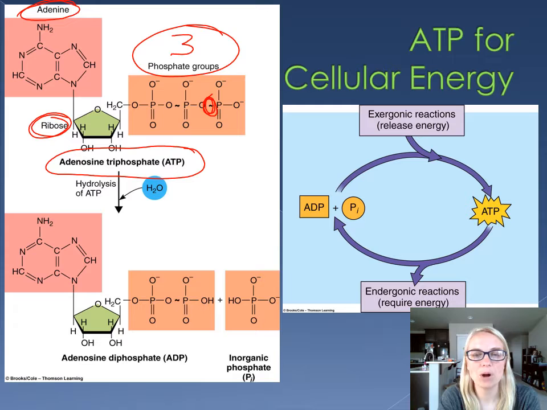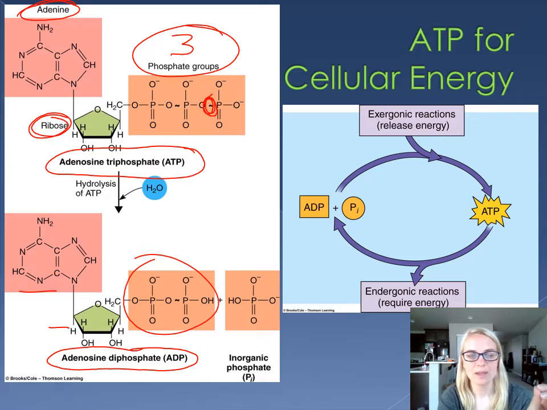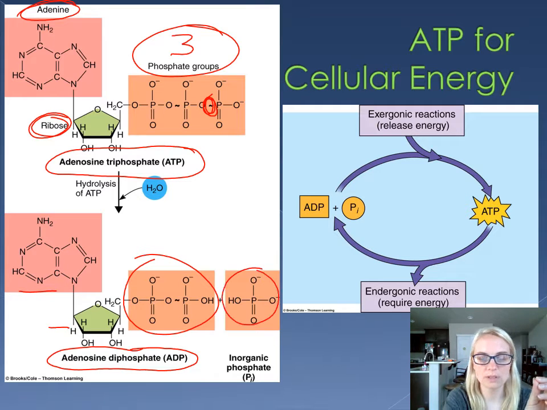So it is that bond between the 3rd phosphate group and the 2nd phosphate group. So when ATP is formed, it usually starts as adenosine diphosphate. So we have the adenine, we have the ribose, and we have 2 phosphates. That's the di. And then we squeeze on one of these 3rd phosphate groups. So in the process of going from ADP, the diphosphate, to ATP, the triphosphate, we have to cram.